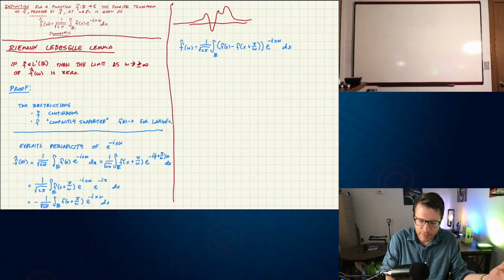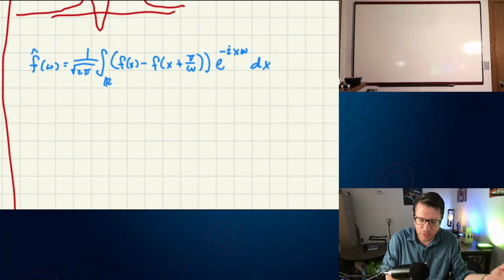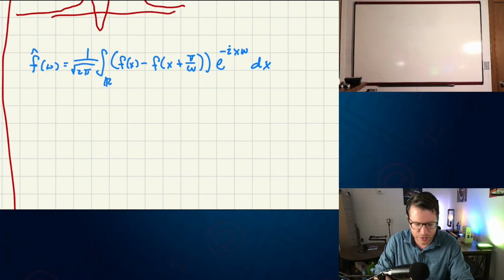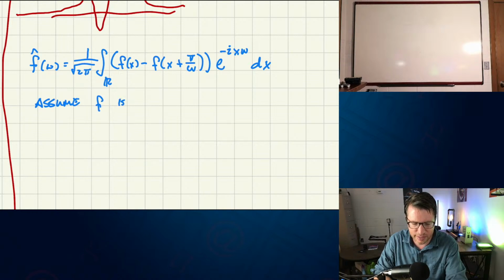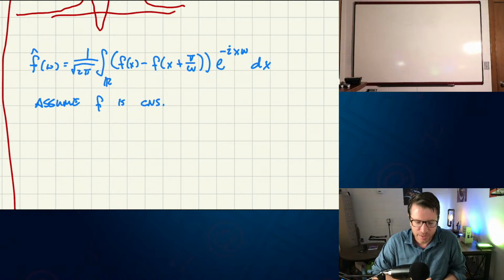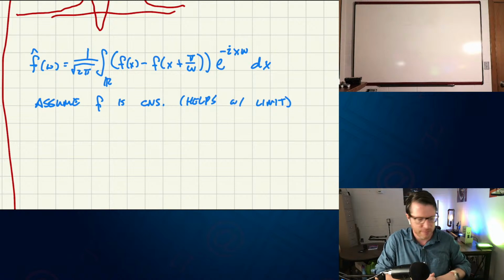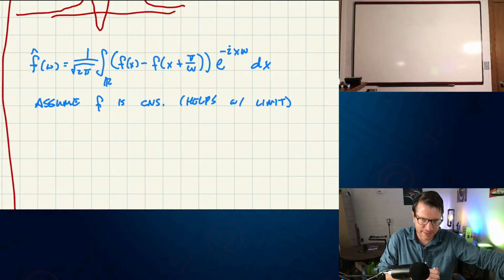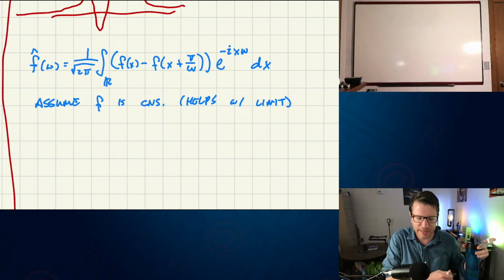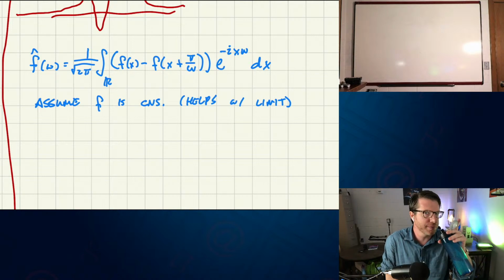So what we're going to do is make the assumption that f is continuous. Right, so that would help us there. Okay, so now I have a continuous function, and so this sort of helps with the limit. All right, so now I'd like to be able to pass the limit as omega goes to infinity through that integral.